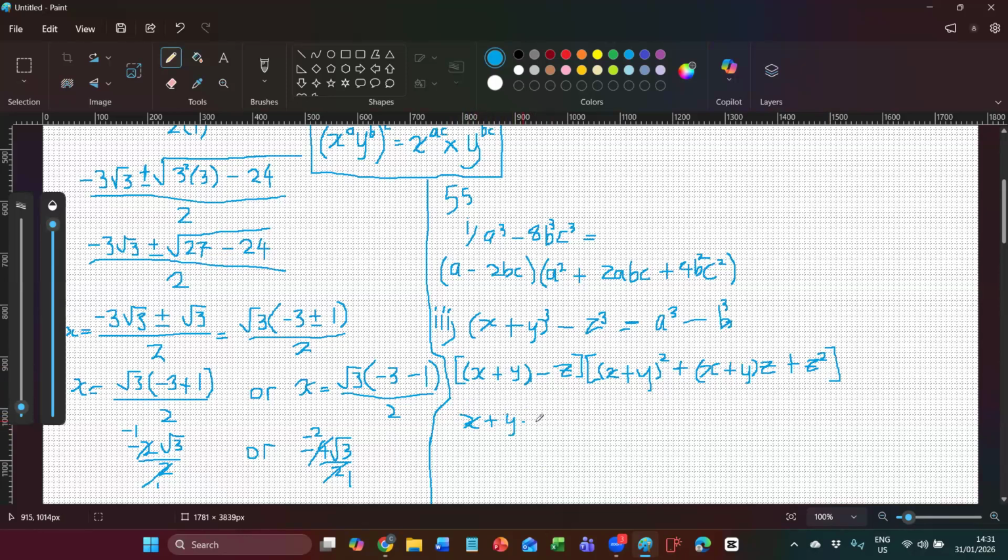Since nothing really happened, no sign would change. X plus y minus z. Then if we open this other one, maybe I should still use the big bracket. This other one, x plus y squared.